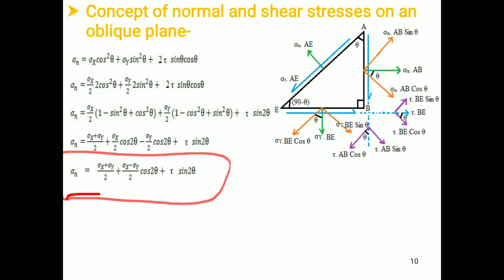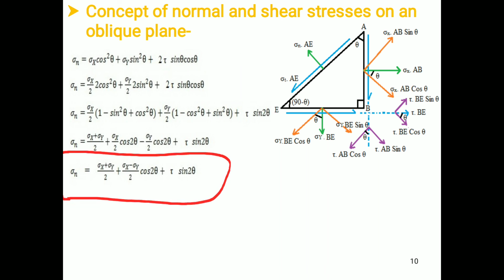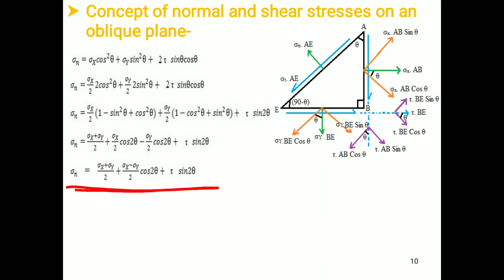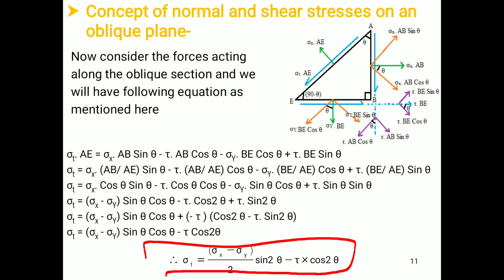You have to remember only these equations, no need to go through the entire derivation. For the purpose of solving numericals, you concentrate on these two equations only. For the sake of understanding, I have derived this particular equation, but you do not need to go through the derivation, only remember the formulas of sigma n and sigma t.